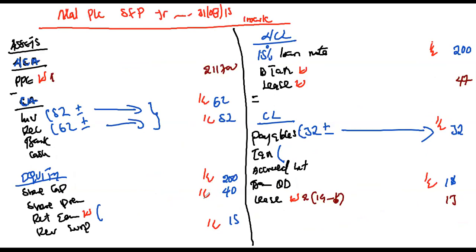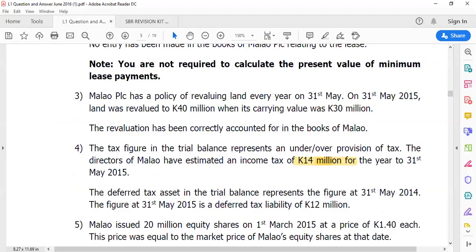We are moving on. Let's go back to note number four. Note number four is about tax. Another free mark. Oh, I just love tax. Tax is such an easy working. They've told you here, the tax figure in the trial balance represents an under or over provision. So the examiner wants you to use the principles to know whether it's an under or over. If it's on the debit side, then you know it's under. If it's on the credit side, then you know it's over. That's how you know. Easy as that. So the directors of Marao have estimated an income tax of 14 million. Ooh, 14 million? This figure is a free mark. Take it straight to current liabilities in the SFP. It's a free mark.